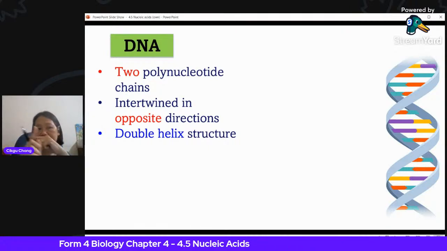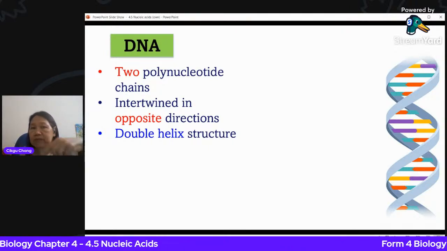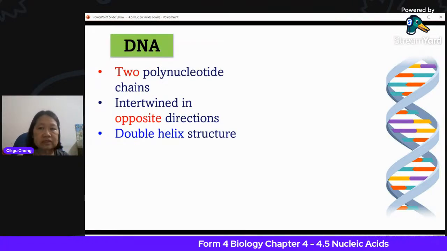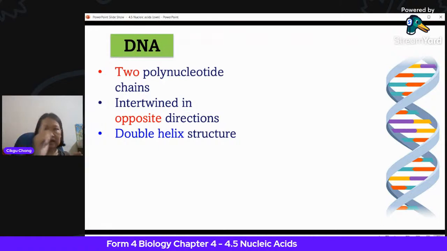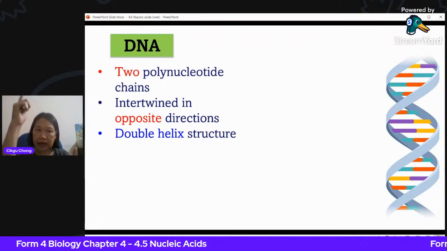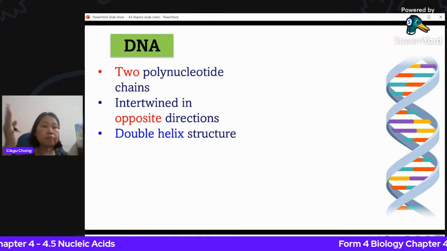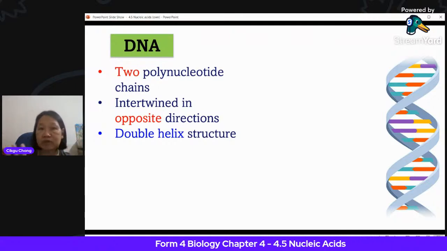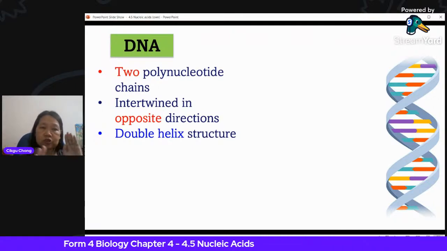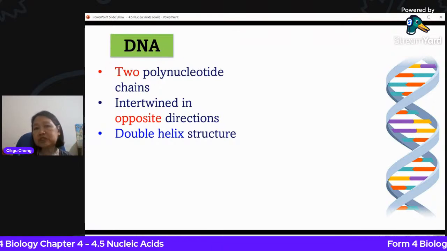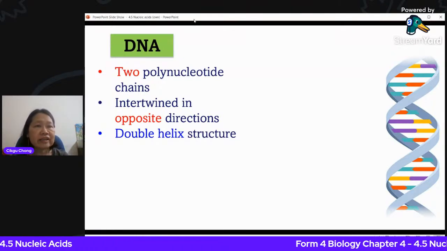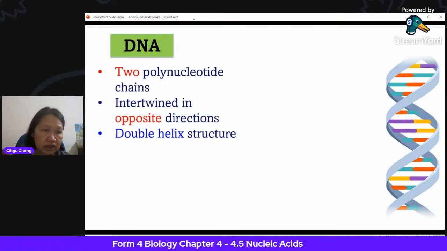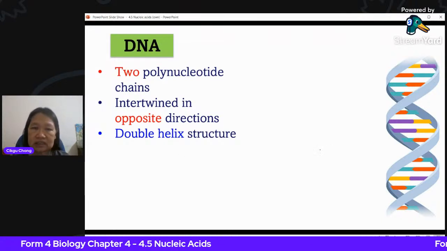They are intertwined. It's like you wrap it around each other, but in opposite direction. Afterwards, I'll show you what it means by opposite direction. One is coming down, the other one is going up. So the direction is actually opposite. Do not draw it like a mirror image. A lot of students make the mistake of drawing one side and then the other complementary side, they just flip it over and draw the same thing, which is wrong actually. So this is the double helix structure.